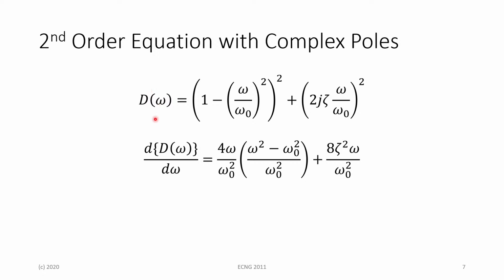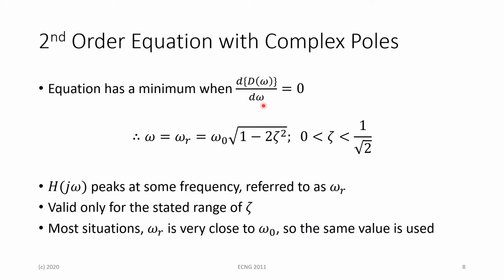Because we have D of omega equal to the denominator equation, we can find the differential of this with respect to omega, and we get our resultant equation. The reason for finding the differential is that the equation itself has a minimum when that differential equals 0. Once we resolve that out, we get omega equals omega r, where omega r represents our resonant frequency. And omega r is a function of omega naught and zeta. So omega r is equal to omega naught multiplied by the square root of 1 minus 2 zeta squared.